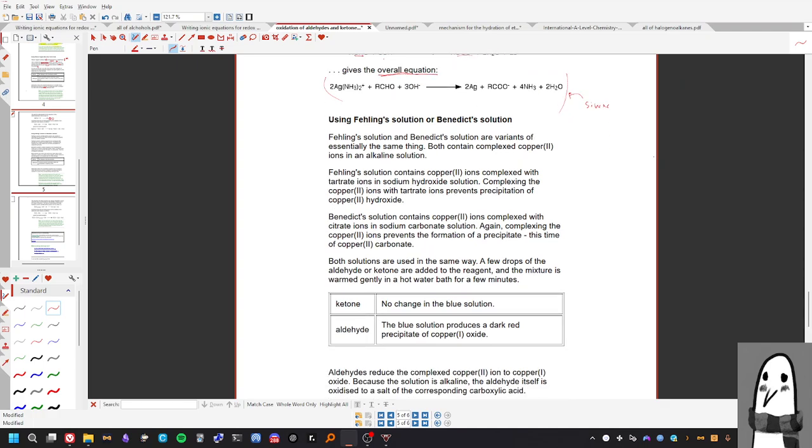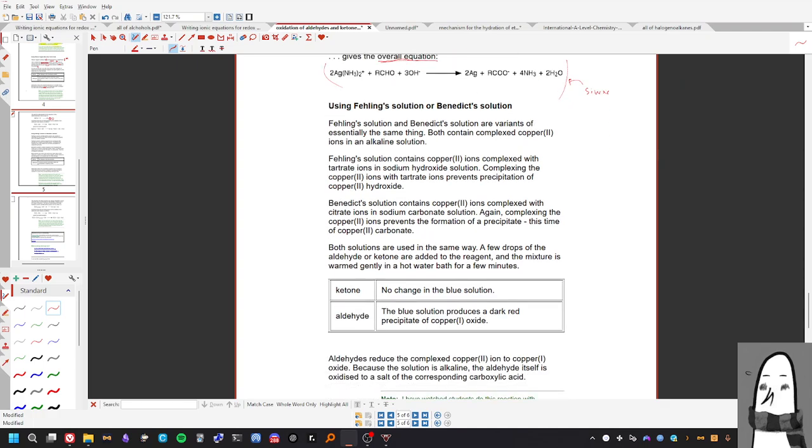Okay. Now, Fehling solution or Benedict solution are variants of essentially the same thing. Both contain copper 2 in an alkaline solution. Fehling solution contains copper 2 ions complexed with tartrate ions in sodium hydroxide solution. Complexing copper 2 with tartrate ions prevents precipitation of copper 2. I don't know what that means. What does complexing mean, dude?